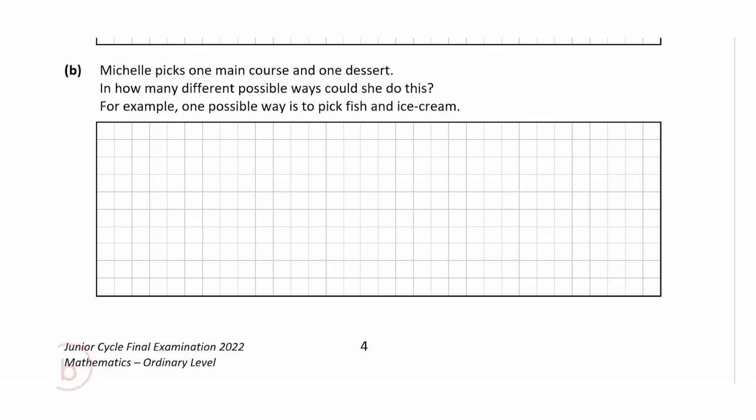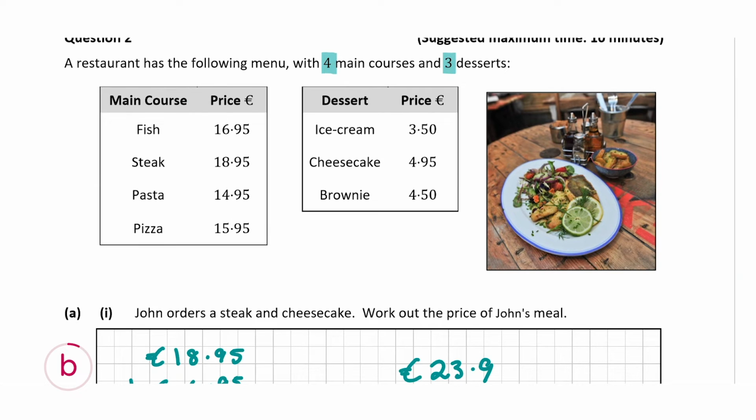Question B tells us that Michelle picks 1 main course and 1 dessert. In how many different possible ways could she do this? So for example, one possible way is to pick fish and ice cream. So let's have a look at the menu. So how many ways can you pick a main course and a dessert? Let's have a look first at the main courses. So if you have fish, you can get 3 desserts with it, okay? So there's 3 options to have fish and a dessert. There's 3 options as well to have steak and a dessert. So you can have steak and ice cream, steak and cheesecake, or steak and a brownie.